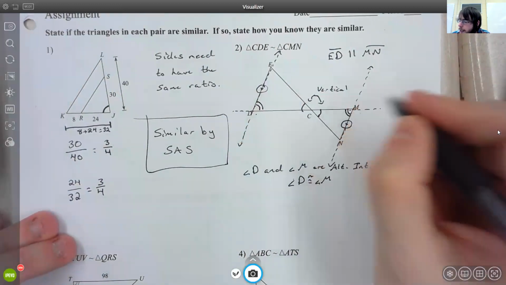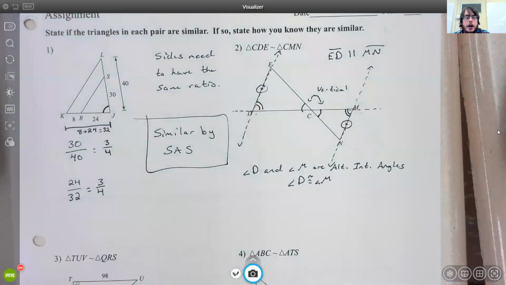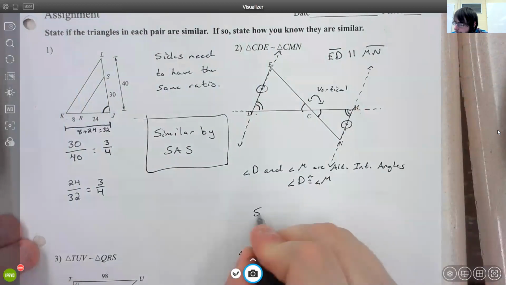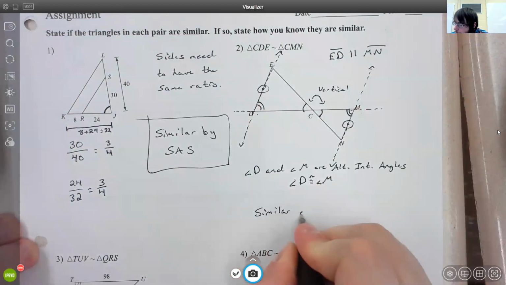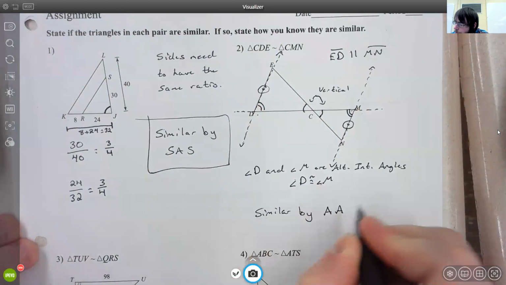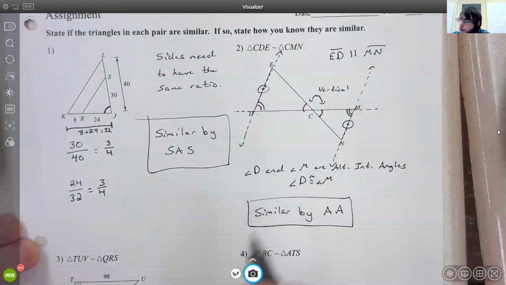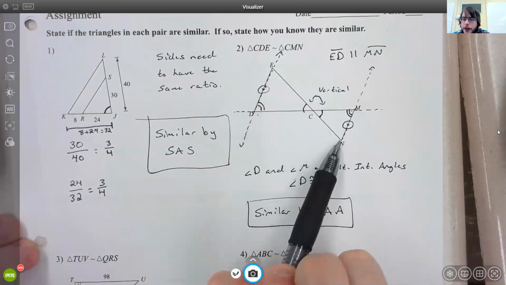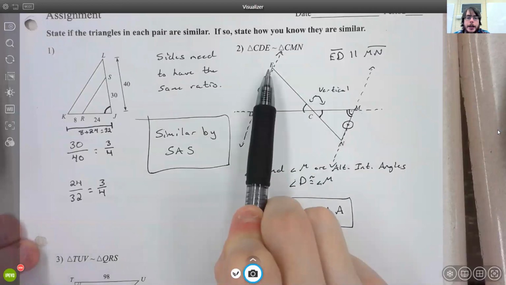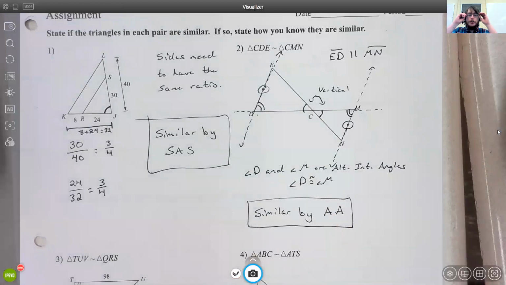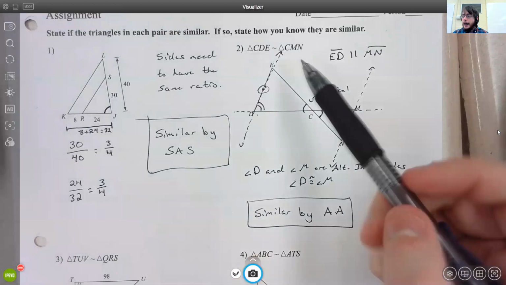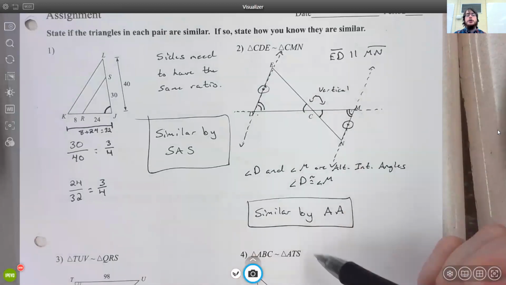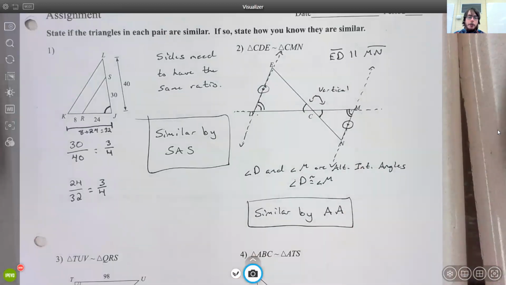So angle D is congruent to angle M. We found a second pair of congruent angles, so that means that we can say these are similar by angle-angle. Now, likewise, you could have said that E and N were congruent because they are also alternate interior angles. Now, you have to have parallel lines, though, to determine that you have a special angle pair that's congruent. Otherwise, you cannot say that you do.